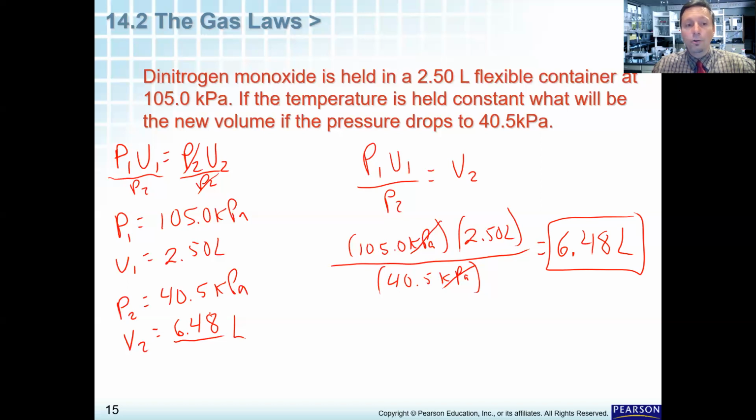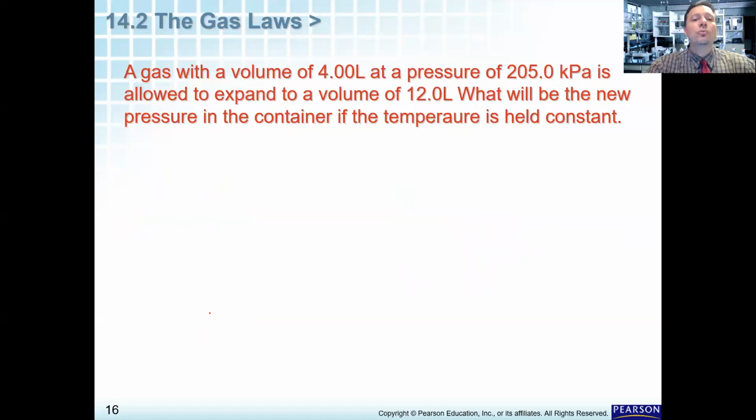So now let's look at one more. A gas with a volume of 4 liters at a pressure of 205 kilopascals is allowed to expand to a volume of 12 liters. What will be the new pressure in the container if the temperature is held constant? So read that over, maybe pause the video, grab your notes, and maybe try to work this problem out in your notes. All right, so once again, let's look at what it says here.